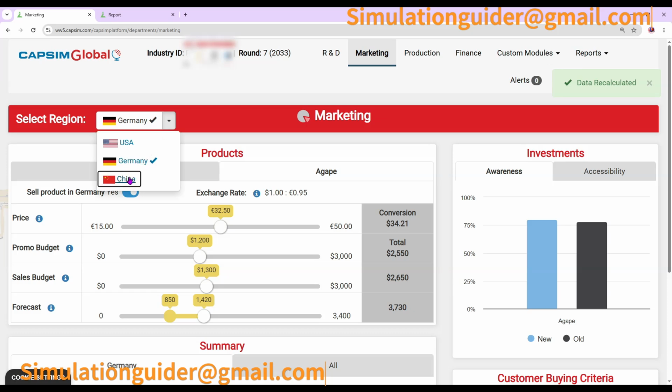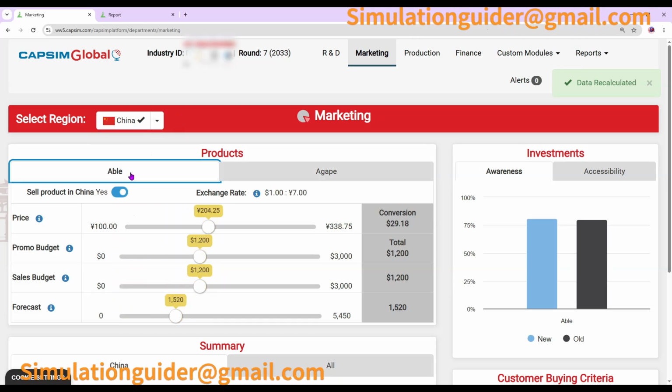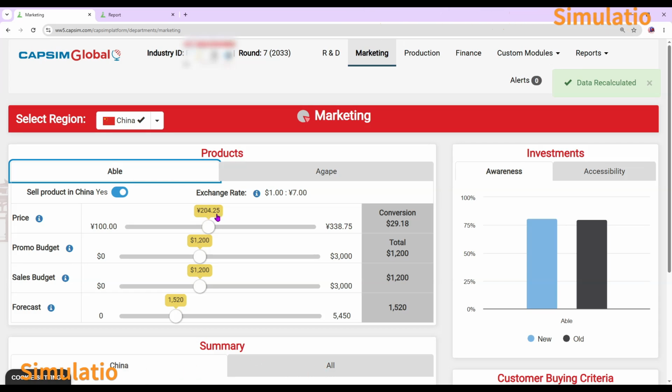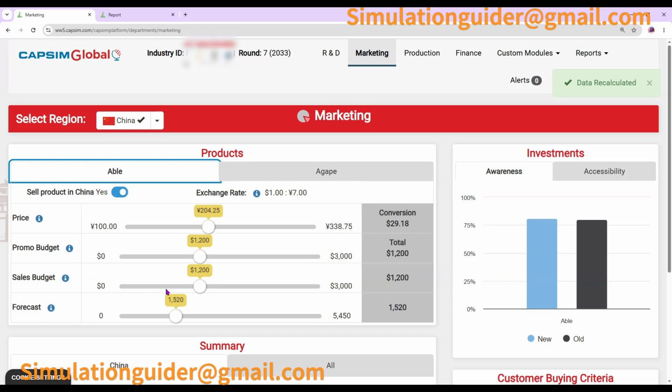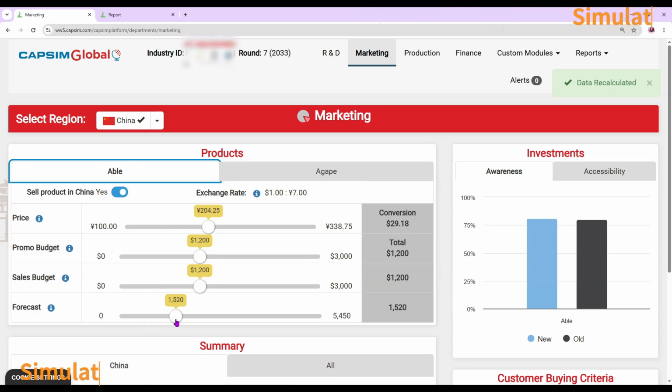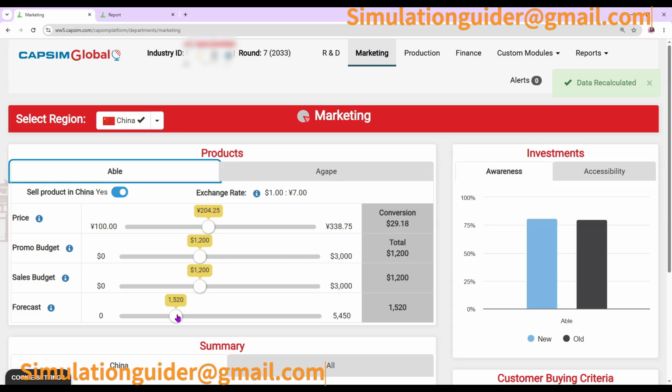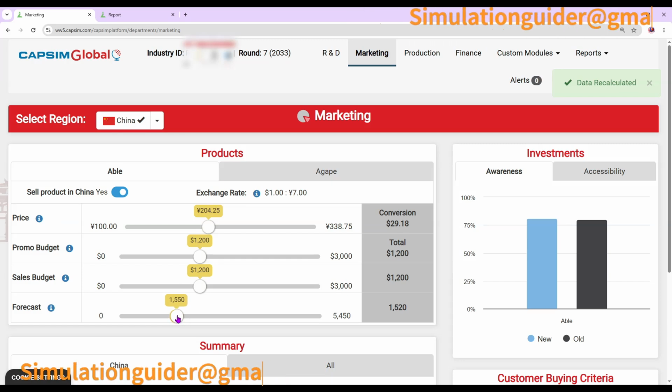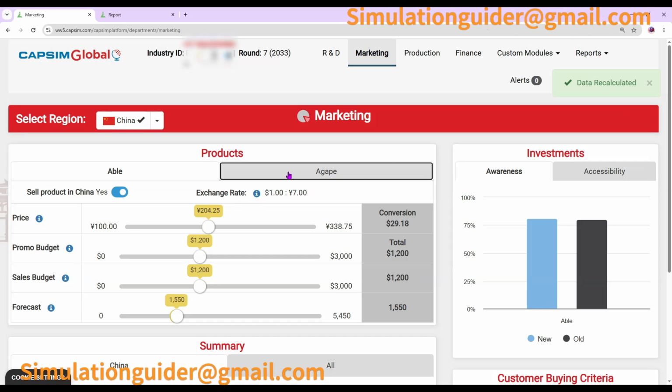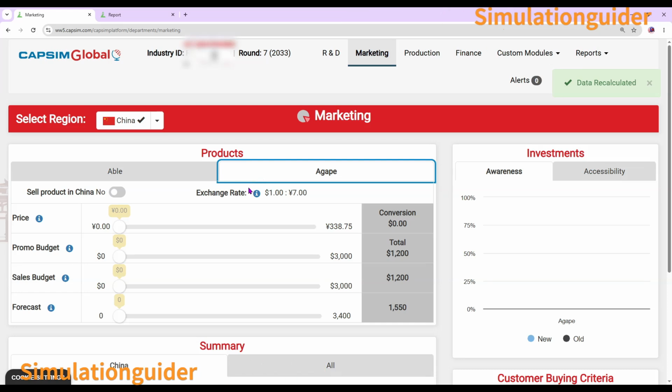Next one is the third market, which is the China market. In the China market, I'm only selling one product, which is Able, at a price of 204.25. Promo budget 1200, sales budget 1200, and then forecast I'll just maintain it at 1500. Maybe I'll give it around 1560. Sorry. Okay, 1550 is fine. Agep, we are not selling it in the China market because the demand is too low, so we need to maximize on our profits. If the demand is low, it means that we'll be incurring more costs, or rather the return on investment will be quite low for this product, so there's no need to invest in it.